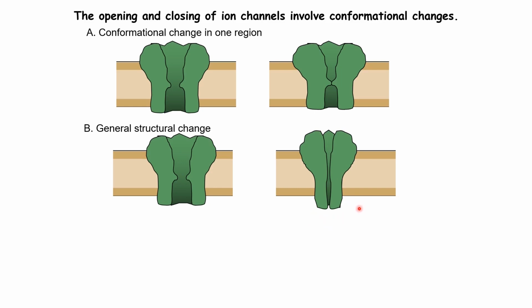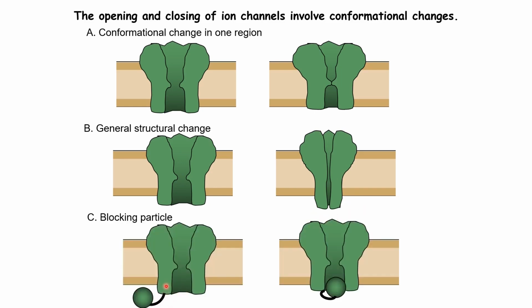And in the third type of mechanisms, there is some loosely attached part of the protein which may be called a blocking particle. So if this is away from the pore, then the channel is open, and if in response to some external stimulus, this blocking particle comes and blocks the pore, then the channel may be closed. So usually it's one of these three types of mechanisms that is used by an ion channel to go from one state to another. So what are the stimuli that control the opening or closing of ion channels?